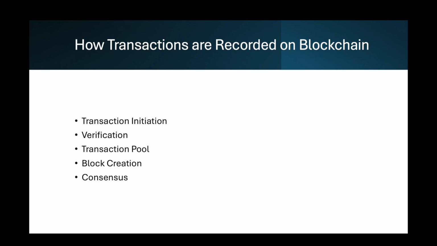Transaction pool. Valid transactions await in a pool until they are picked up by a miner to be included in a new block. Block creation. Miners assemble transactions into a new block and compete to solve a cryptographic puzzle. Consensus. Once a miner solves the puzzle, the new block is broadcast to the network. Other nodes validate the block and add it to their version of the ledger if it's accepted.